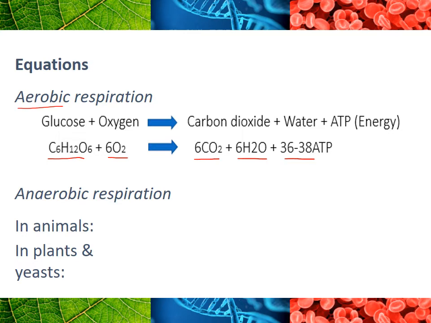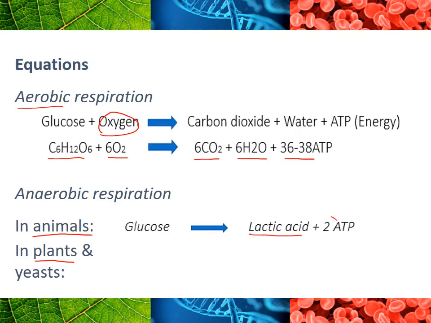Anaerobic respiration is a little bit different, as I mentioned, in animals compared to in plants and yeasts. So in animals, the big difference you notice here, we don't have the oxygen coming in because this is anaerobic respiration. So we just put glucose. Glucose is the main input, and the outputs are lactic acid and 2 ATP. So if we compare that to 36 to 38 ATP, it is a much less efficient process.